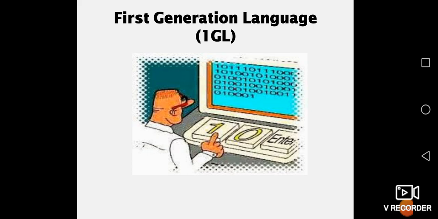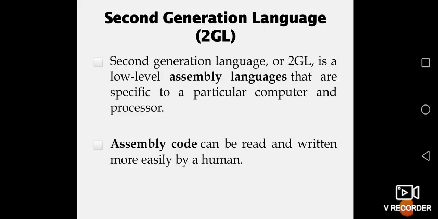Can you see the first generation language? Can you imagine something like this when you use a computer?